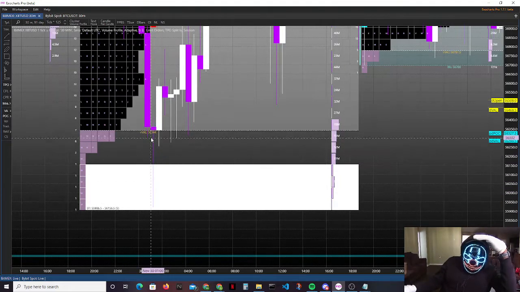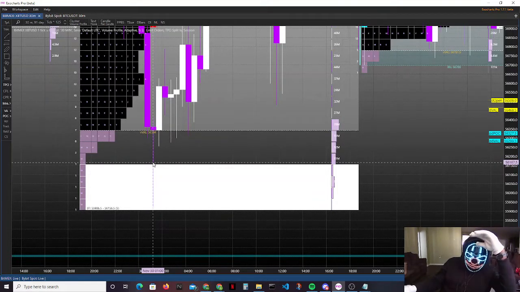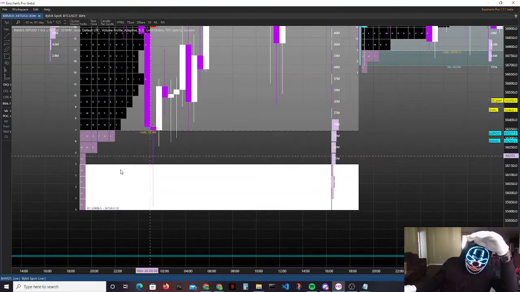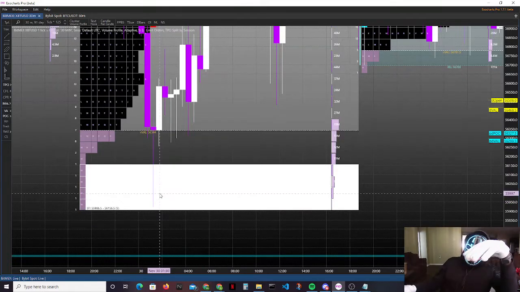A lot of people are too scared to buy the red, especially if you're new to trading. It's really hard to buy the red. But if you see a buying tail come up, it's really telling you, hey, buy this, please. I want you to make money.